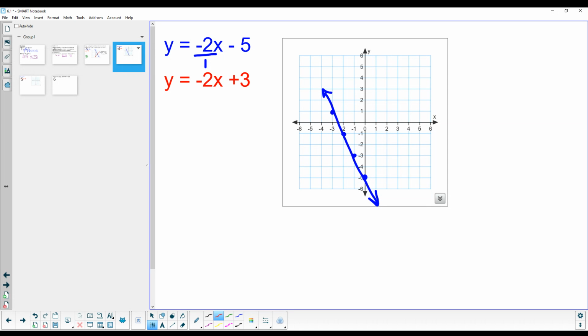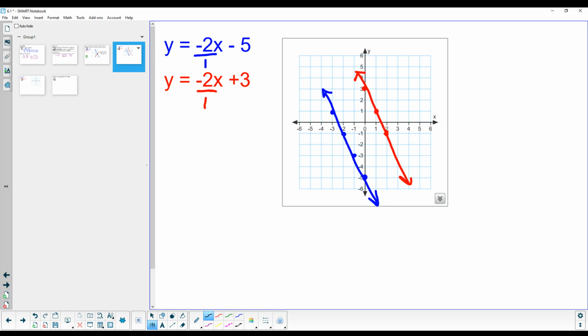Then I'm going to graph my second line, y equals negative 2x plus 3. I'm going to start at 3. My slope again is negative 2 over 1, so down 2 and right 1, down 2 and right 1. You should know by looking at the equation what's happening here, but it's more obvious whenever you graph them.